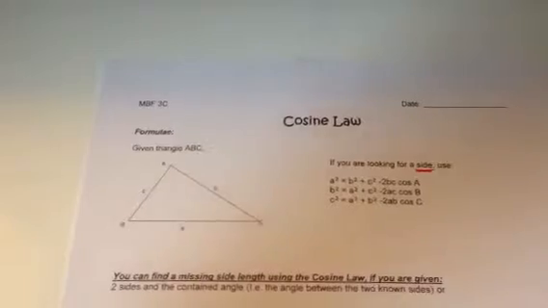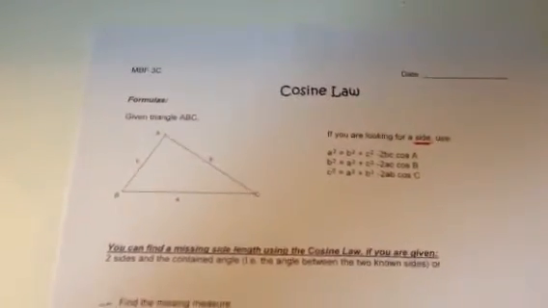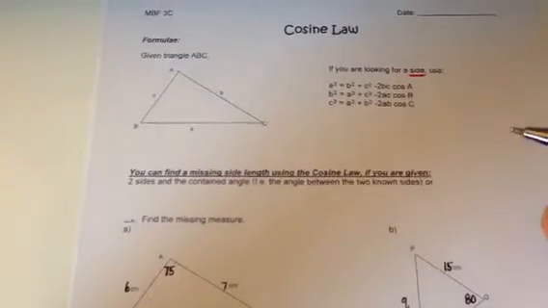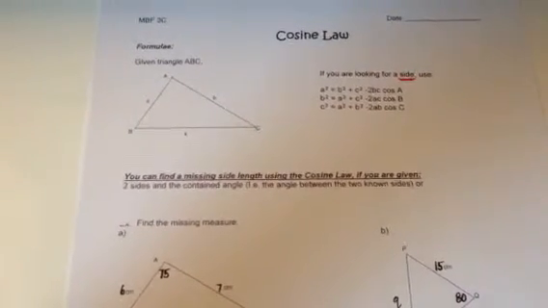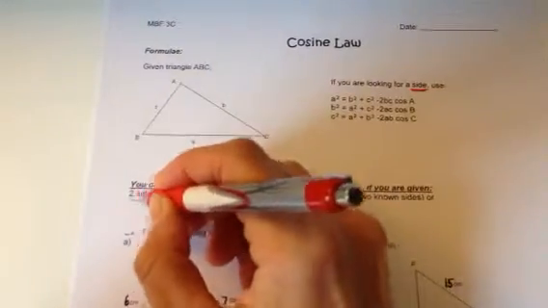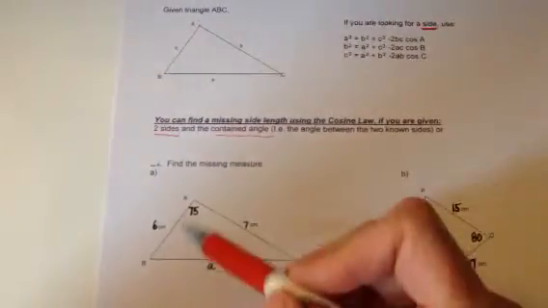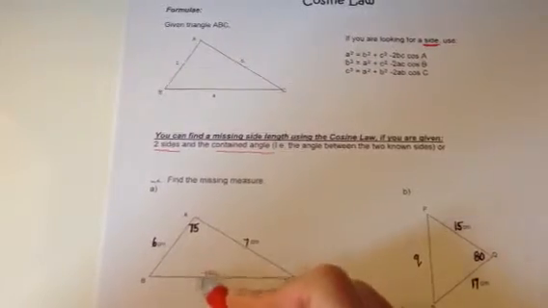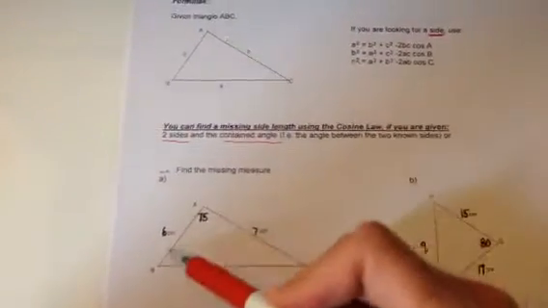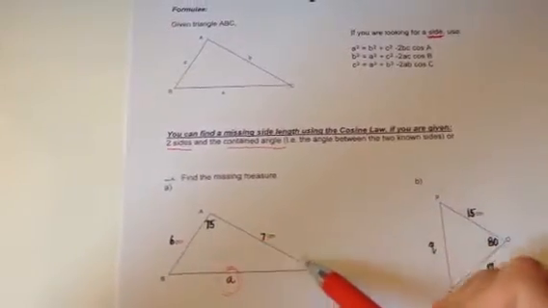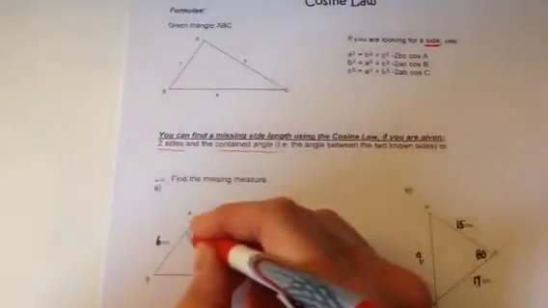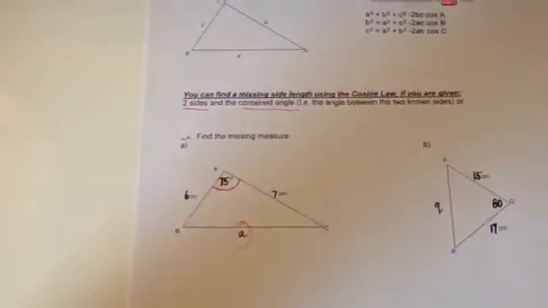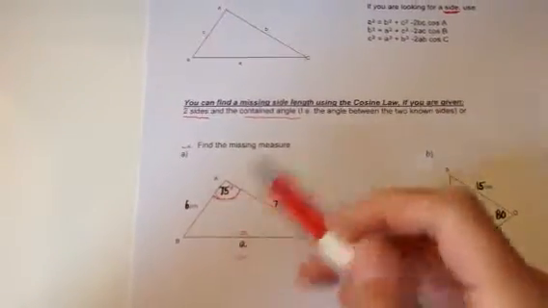Okay, so the best way to show how it works is to use an example. To use the cosine law, what you need to have is two sides and the contained angle. So for our first example, example A here, for the triangle ABC, we're looking for side A. That's the one we're looking for. You can see we have two sides, and in between the two sides is your contained angle. That's the 75 degrees. So that is your two sides with the contained angle.